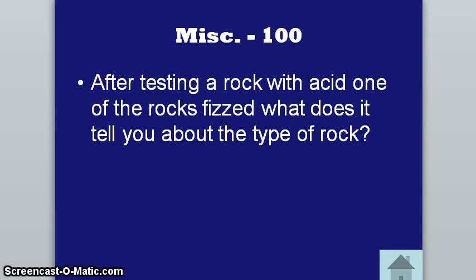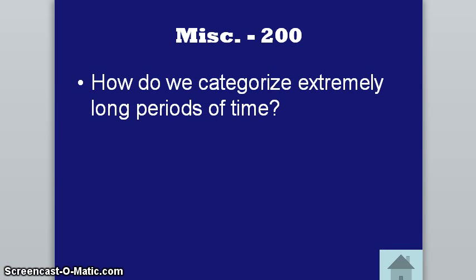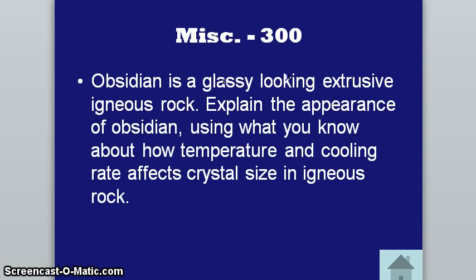After testing a rock with acid, one of the rocks fizzed. What does that tell you about that type of rock? It tells you that that type of rock has calcite in it, or some type of calcium carbonate, and that it's a limestone. How do we categorize extremely long periods of time? With eons, eras, and periods. When we go back to our timelines, we use eons, eras, and periods.